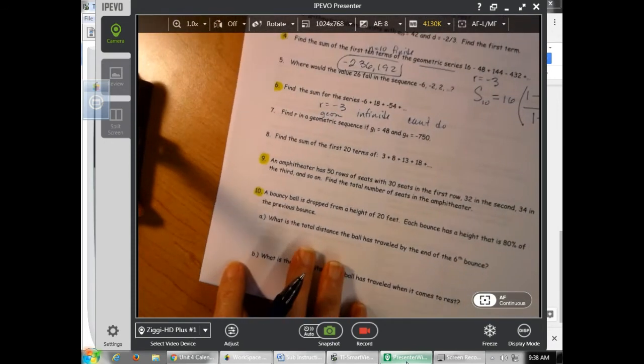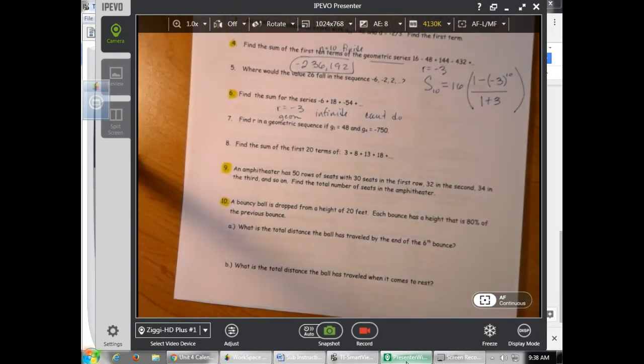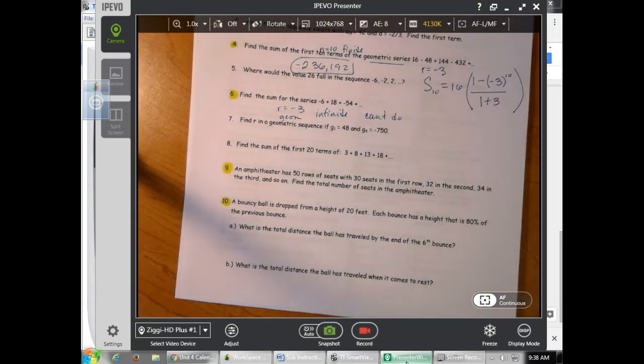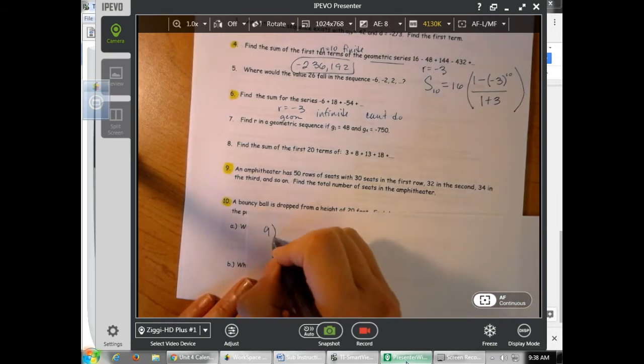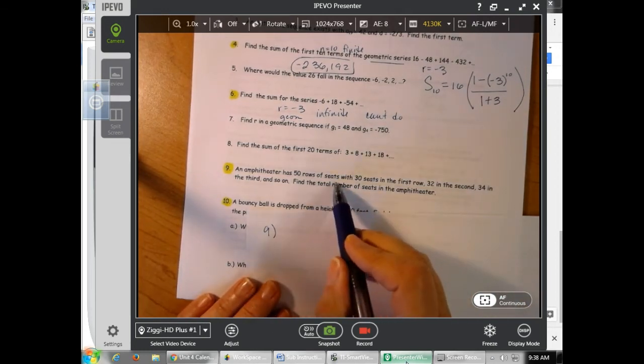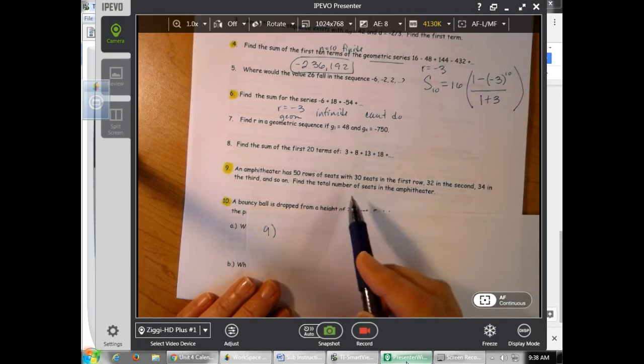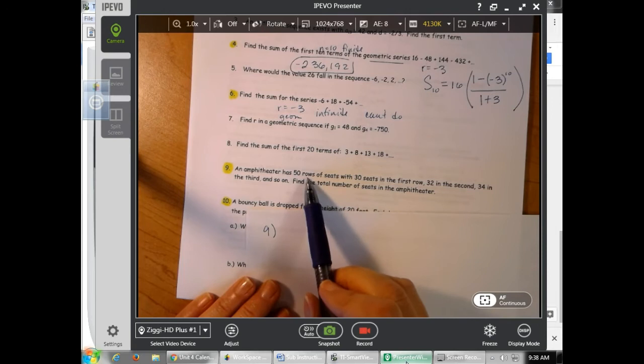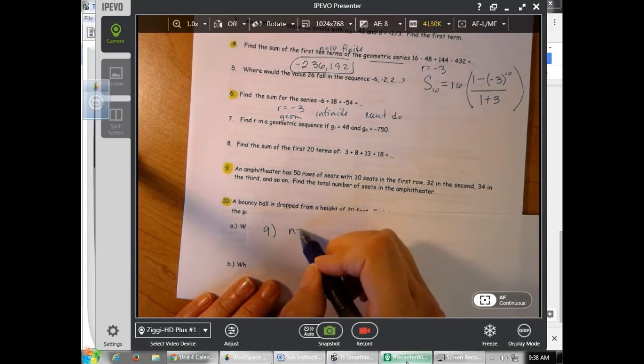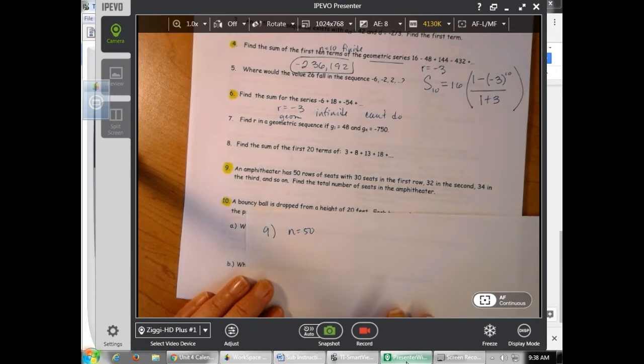So let's look at number 9. An amphitheater has 50 rows of seats and 30 seats in the first row, 32 in the second. So I'm going to kind of do this here. So 50 rows of seats. Okay, and we're supposed to total the number of seats. So I'm going to need to total through the 50th row. Okay, so N is going to be 50 because there's 50 rows.